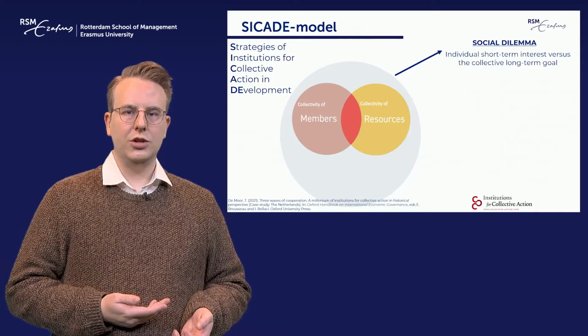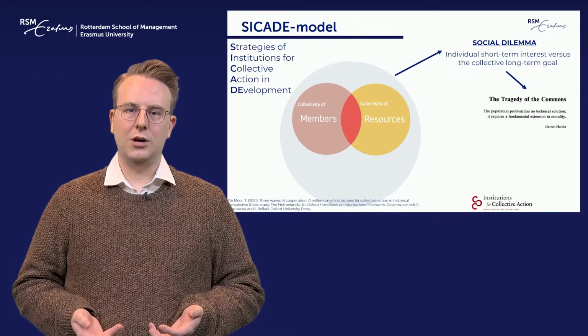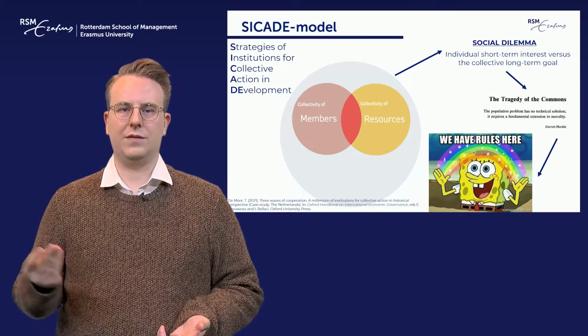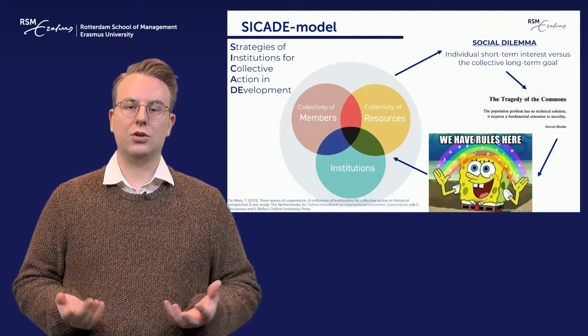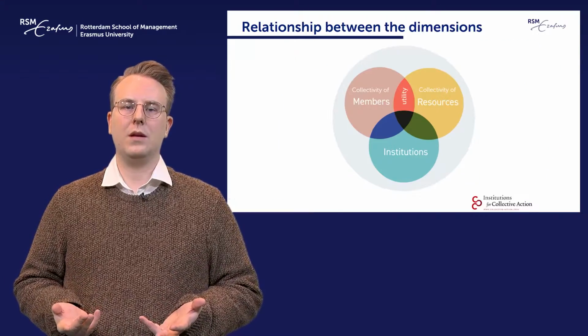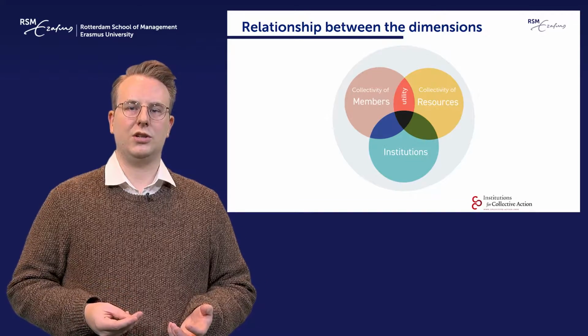If individual goals are pursued, this can result in a tragedy of the commons. That's why we need the 3rd dimension, institutions: rules, norms and values, to manage the resources collectively. How many of the common resources can a member claim? In the next step, we determine the relationship between the 3 dimensions.